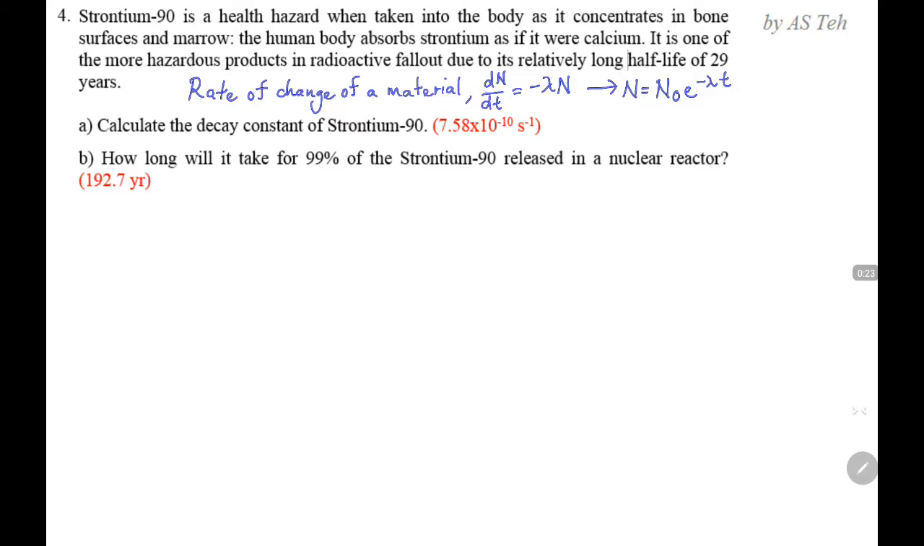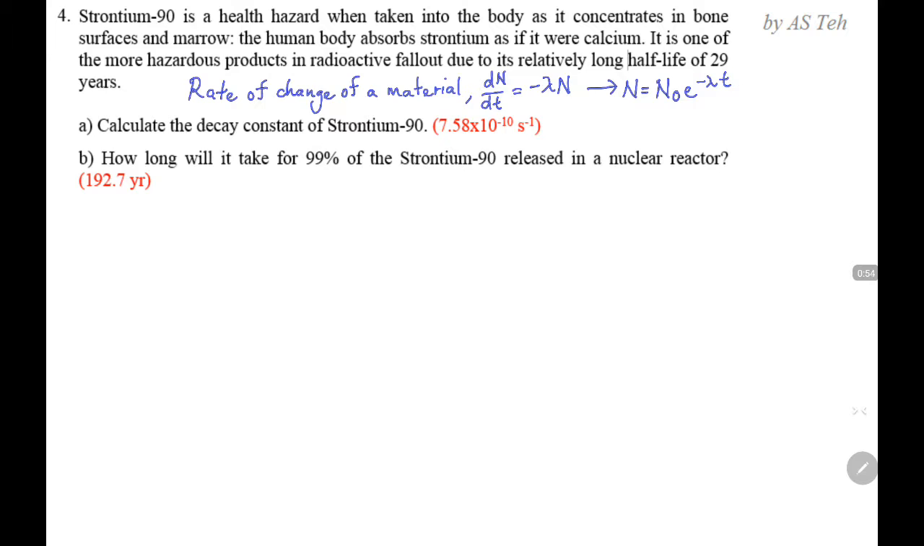So this is any material, with N being the amount of material. So dN/dt is the rate of change of that material with time, equal to a constant times the material amount at that moment. Negative lambda here is given as negative because in this case the rate of change causes the material to decrease. You can also derive the equation N equals N naught e to the power negative lambda t.